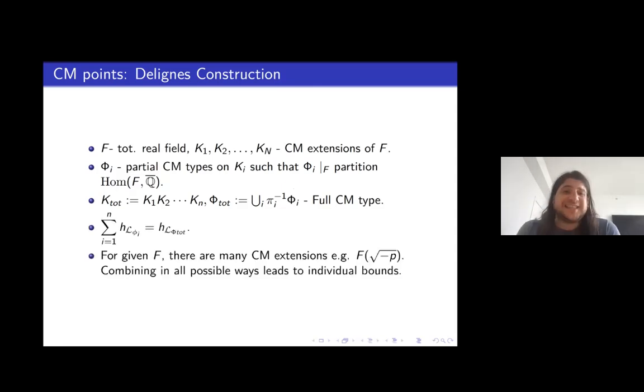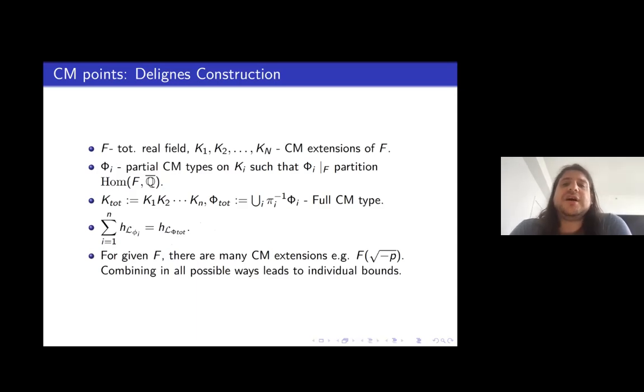So if you translate this to the language of these canonical heights that I've been talking about, you do some bookkeeping. What this amounts to is the following very simple formula: if you sum the height functions corresponding to these partial CM types on the fields K_i, what you get is the height function corresponding to this full CM type, phi_tot, and this can be bounded by the result in AG. This is just the Faltings height of some abelian variety.